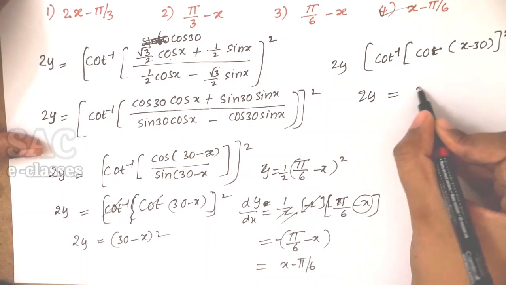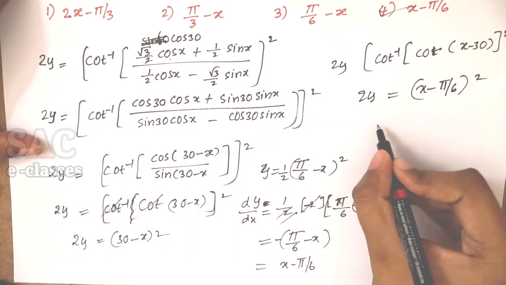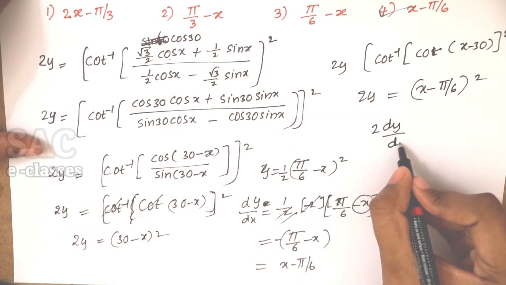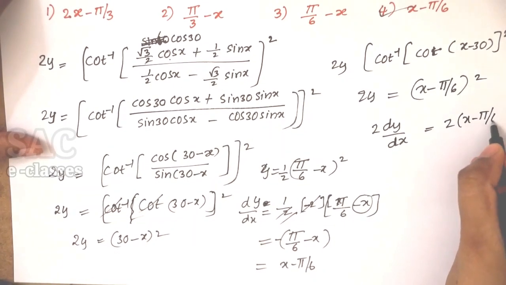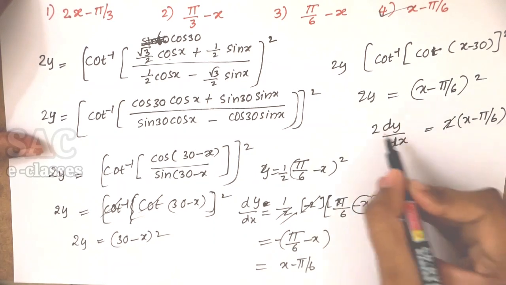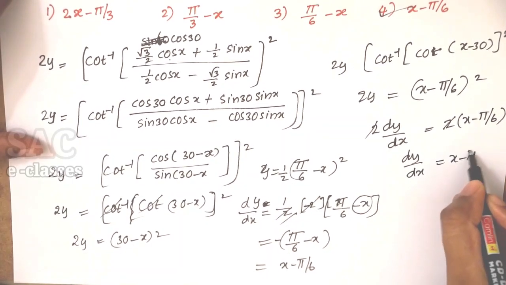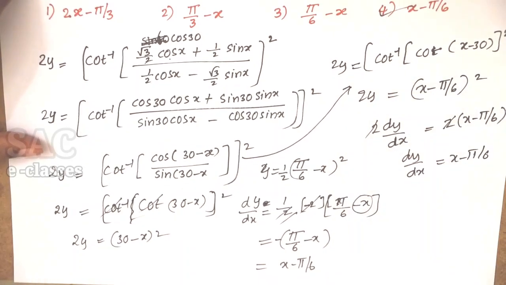Then 2y is equal to (x minus 30 degrees) whole square, 30 degrees means pi by 6. Find out the differentiation: 2 into dy by dx is equal to 2 into (x minus pi by 6). No further negative here, because earlier minus x differentiation was minus 1, but here there is no negative. So you can write dy by dx is equal to x minus pi by 6. In whatever way you take the angle, obviously you will get the same answer.